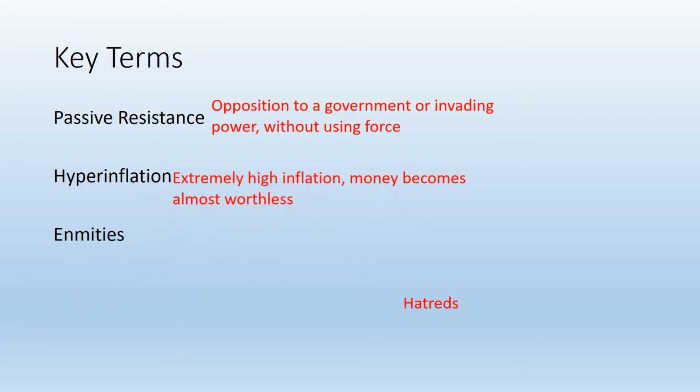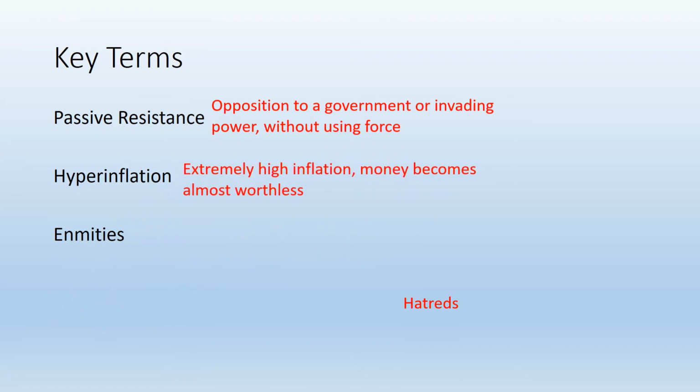Hyperinflation, we learned, means extremely high inflation. Money becomes almost worthless. And enmities is another word for hatred or bad feelings that someone might have. So check those, make sure they're written down correctly, and when you're ready, hit play, and we'll resume.